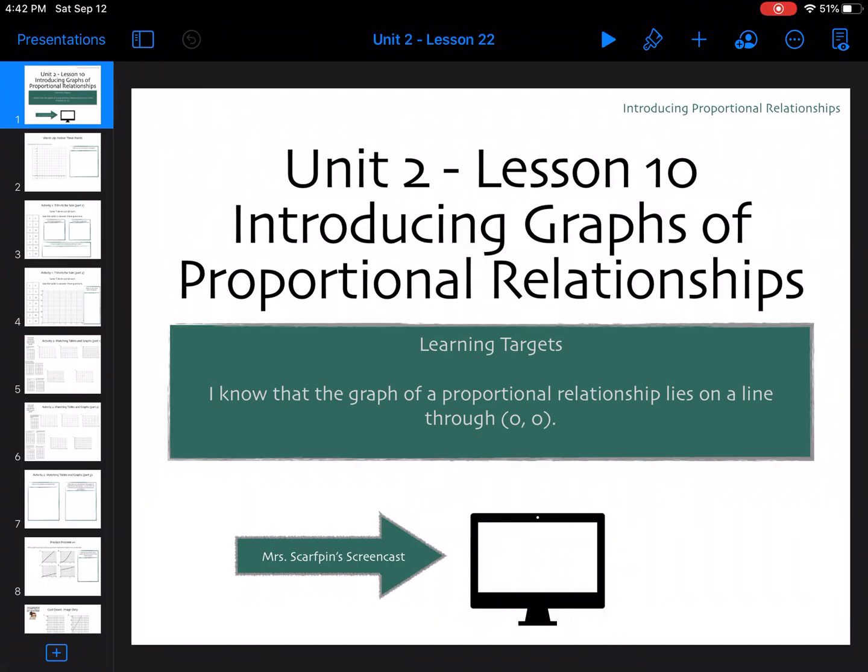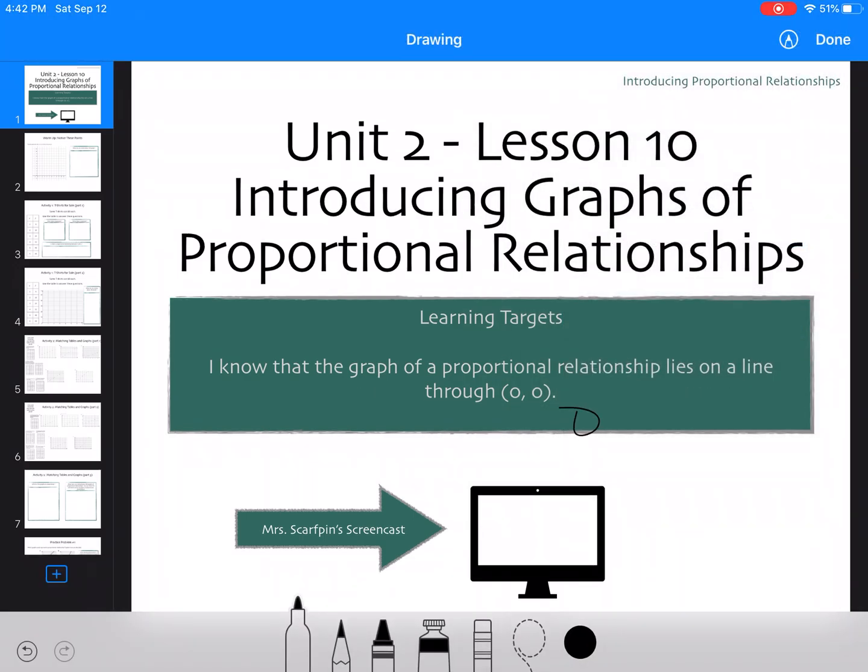All right, Unit 2, Lesson 10, Introduction. Introducing graphs of proportional relationships. So I know the graph of a proportional relationship lies on a line through 0, 0. So this is also known as our origin. We talked about that a little bit in 6th grade during distance learning, but I know some of you kind of missed out on that, and that's okay.